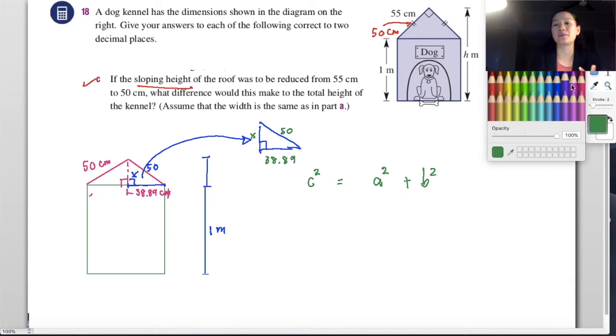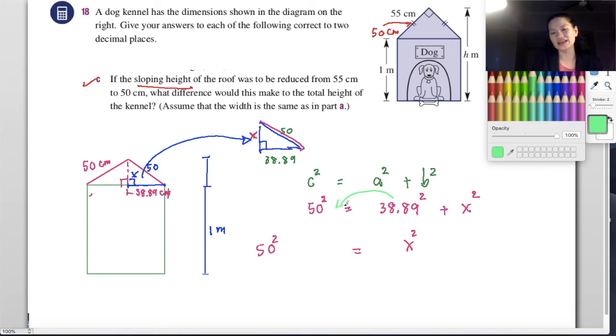Okay, I try to do another method. You can see many ways to solve the question. We know that C is 50. Here 50 squared equals A squared, which is 38.89 squared, plus B squared, which we don't know. So this one is B, or it could be X squared. So how do we find X squared? X squared equals 50 squared. You move this number to the other side of the equation, from positive it has to turn to be negative.